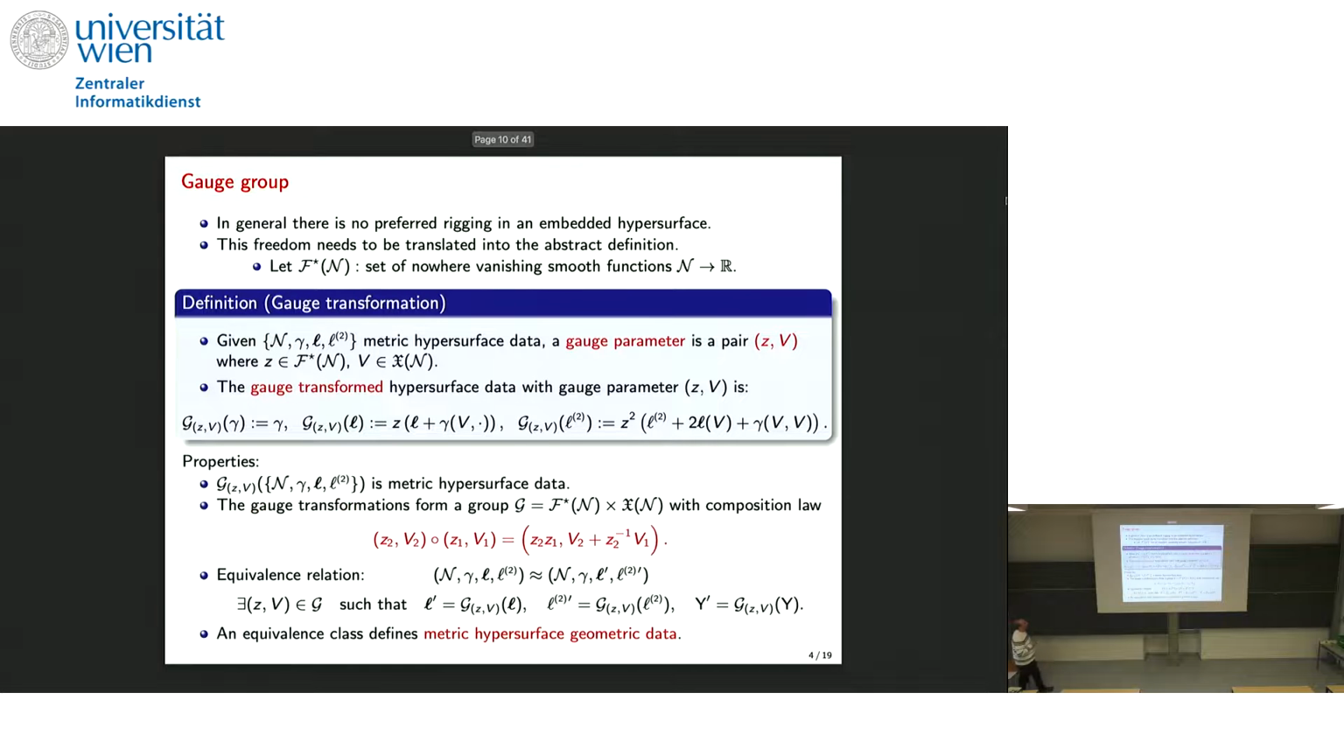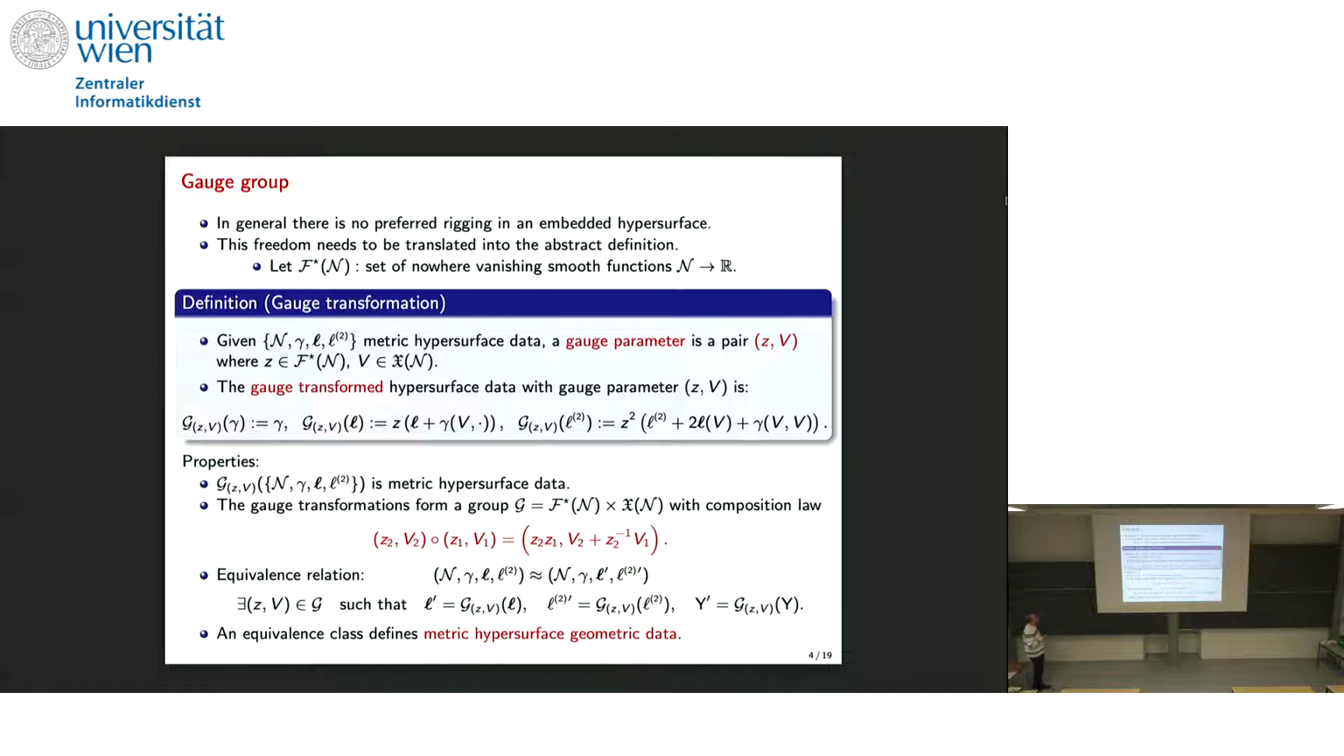And these expressions have the following properties. If you start with something which was metric hypersurface data, the transformed quantity is also metric hypersurface data. So you don't go out of the space. And this transformation defines a group. The composition law for this group is just multiplication of the first entries, and it's a semi-direct sum of the second entries.